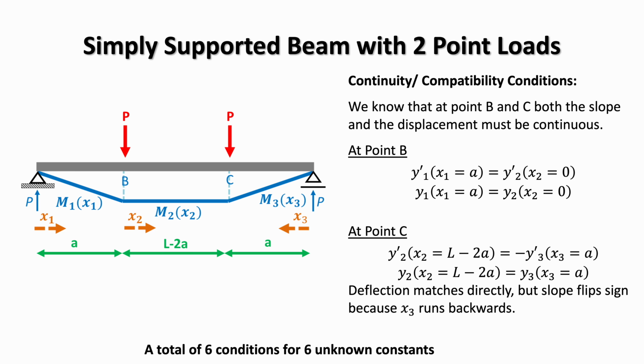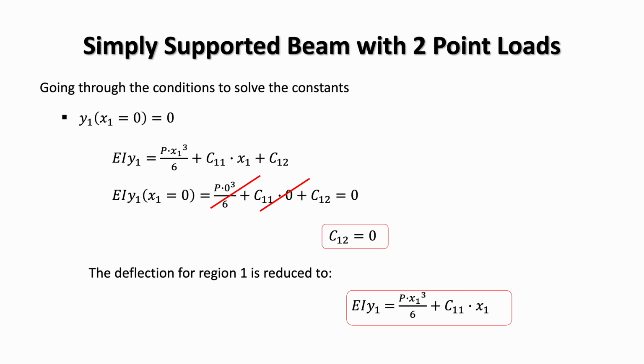Together with the two boundary conditions at the supports, these give us a total of 6 conditions for the 6 unknown integration constants. From this point onwards, the problem reduces to solving a system of equations, and the remaining steps are purely mathematical. We've finished with all the structural interpretation at this point. We're now going to start going through the conditions to solve the constants. We'll begin with the boundary condition at the left support.